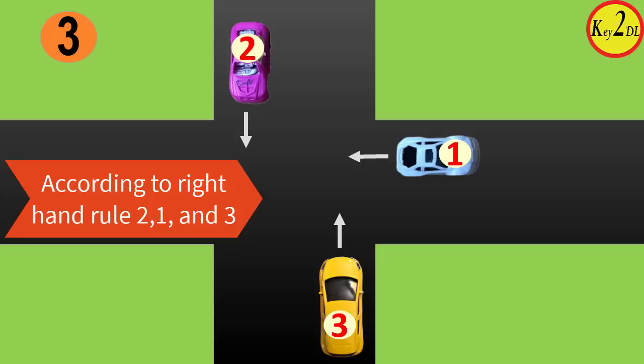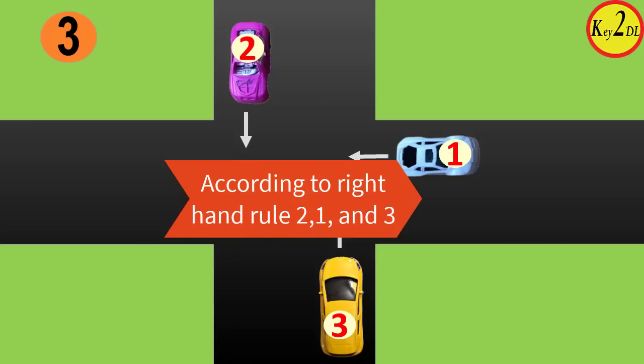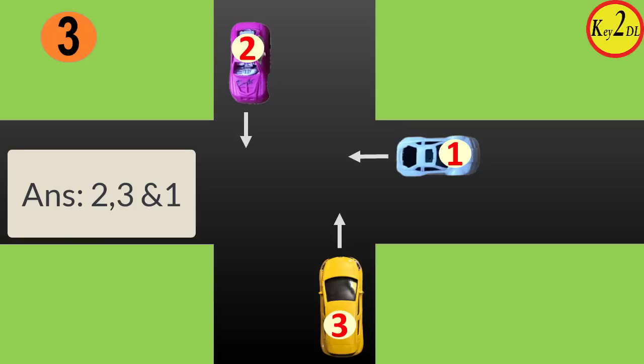Just to repeat this one, according to the right hand rule, in this situation car 2 should drive first, then car 1 and finally car 3. So the driving order should be car 2, then car 1 and then car 3. However, in this situation the correct driving order should be car 3 and car 2 drive simultaneously, or can go at the same time, and car 1 goes last.